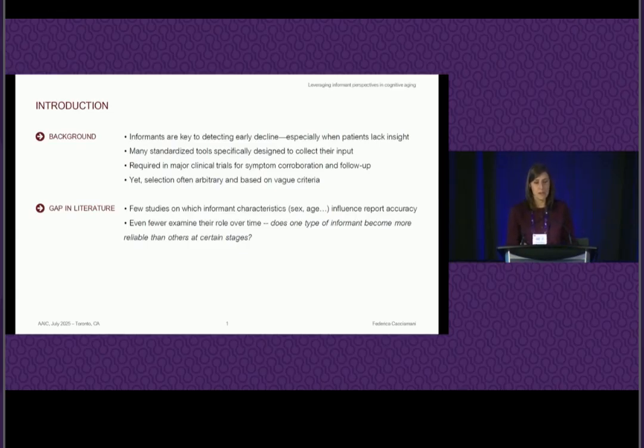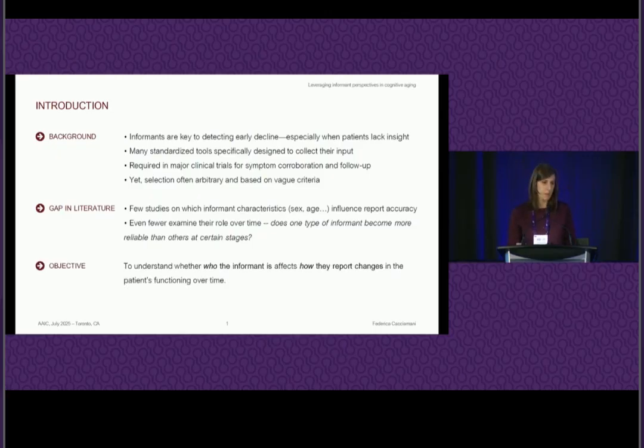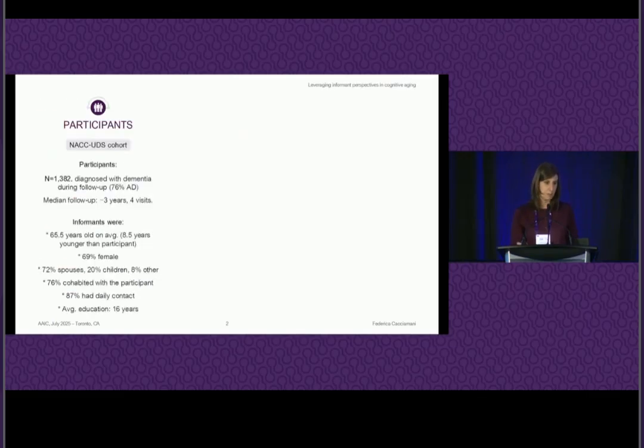And so we can ask, does one type of informant, for example, males or females, become more reliable than others at certain stages of disease? So our objective was to understand whether who the informant is affects how the report changes in the patient's functioning over time. So we had a longitudinal dimension.